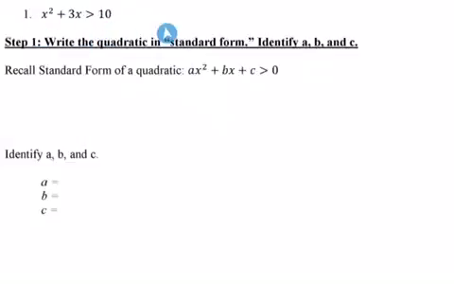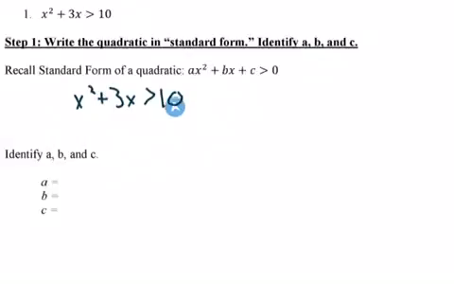So let's go through this step-by-step process. What I recommend, right before I get to a step, is to pause the video and see if you can do the step on your own first and then check your answer. That's the best way to learn this. So let's see. Step 1 says write the quadratic in standard form and identify a, b, and c. So if I want to write this quadratic in standard form, I write x squared plus 3x greater than 10.